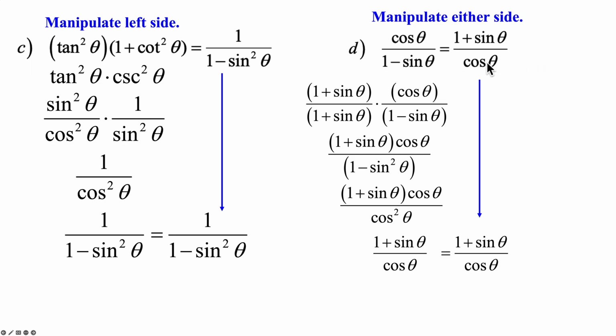Now, if you'd chosen to work with the right side, then you'd have to multiply top and bottom by 1 minus sine theta. And again, there's your 1 minus sine theta. Matches, you'd have to get this cosine to cancel with a cosine on the top, and you'd get a cosine squared up there. So either one would be the exact same amount of work.